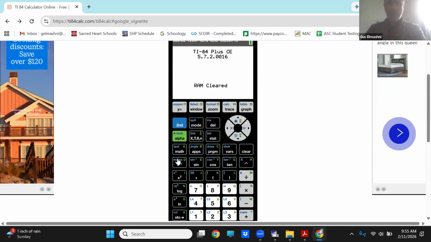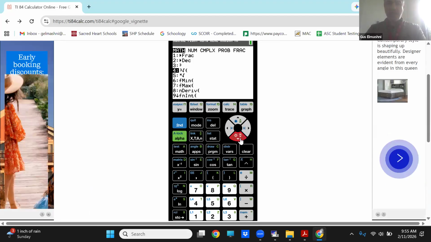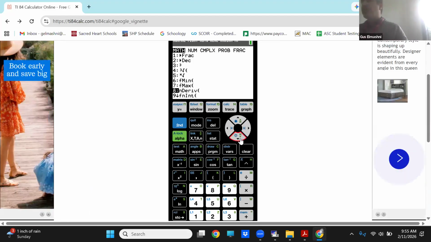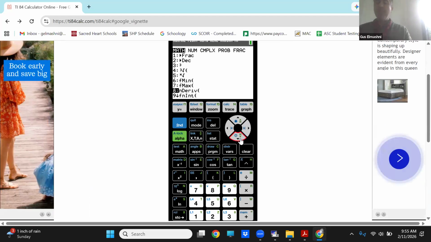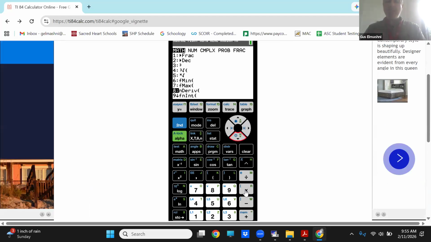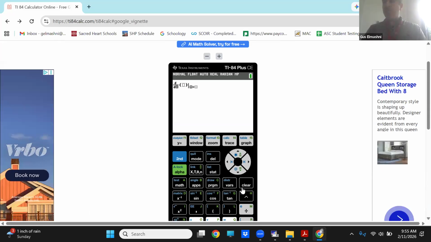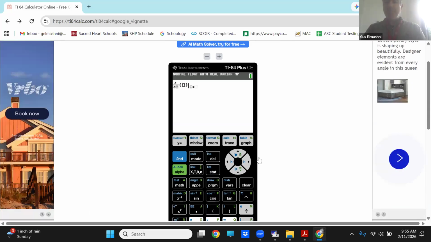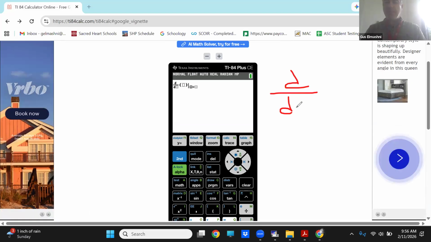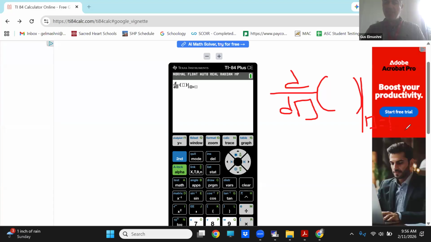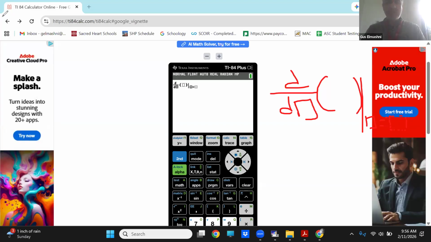All right. Yeah, if you hit math 8, deriv is right there. And the nice thing is with the newer operating system, it does all the symbolic stuff. So you can see it sets up like this here. It's asking for d of something. It's asking for an expression, and it's asking for an x value.